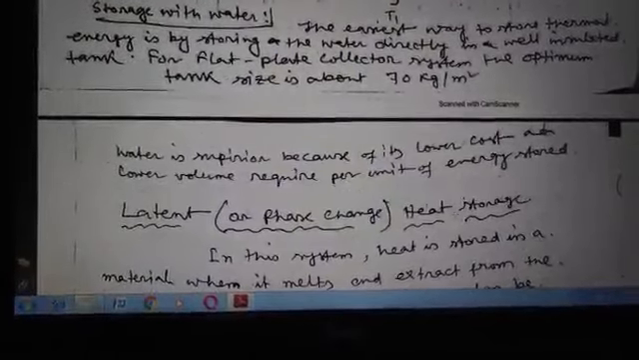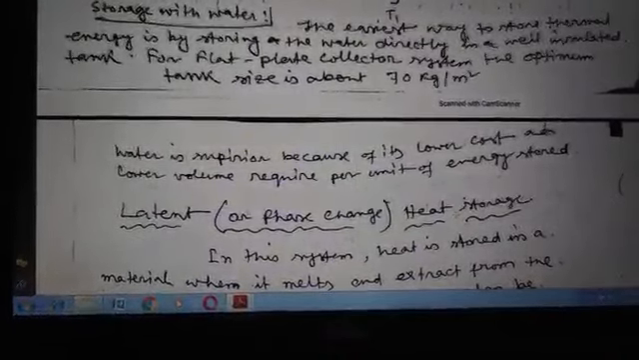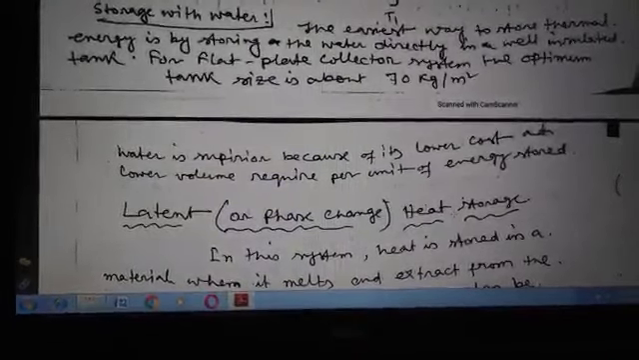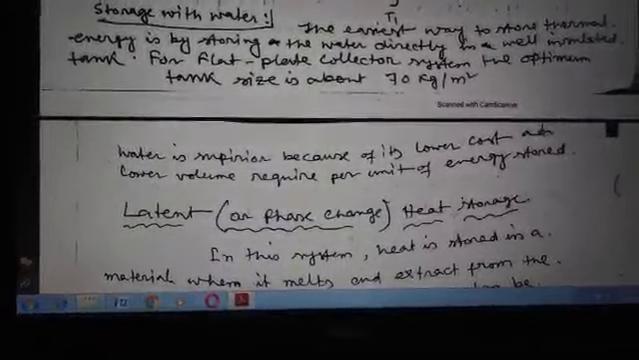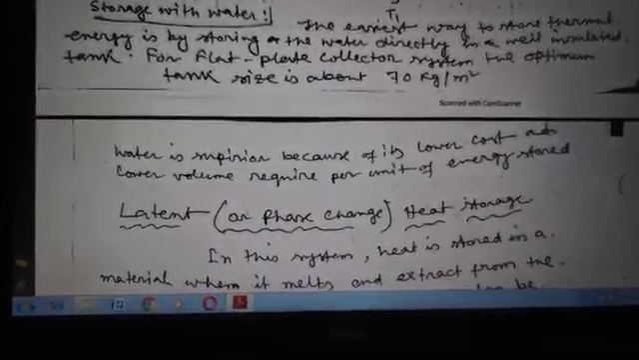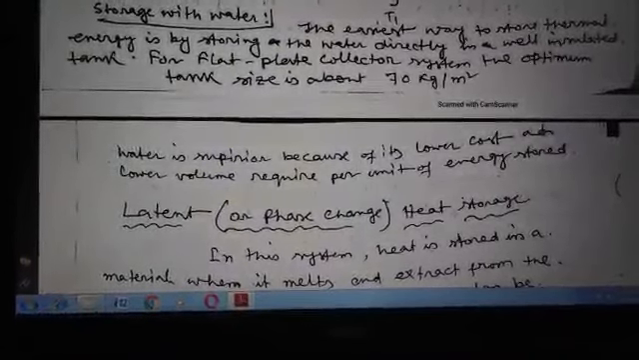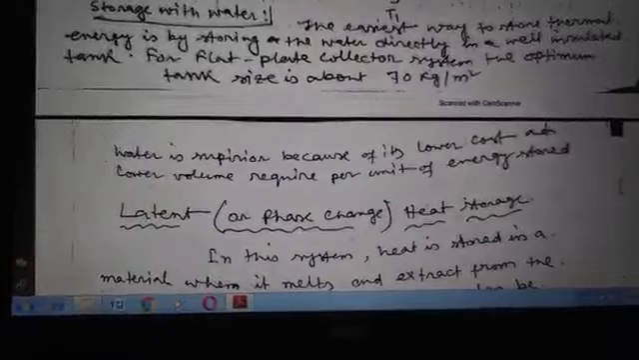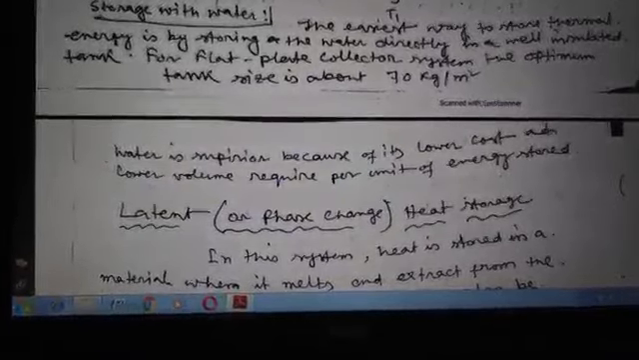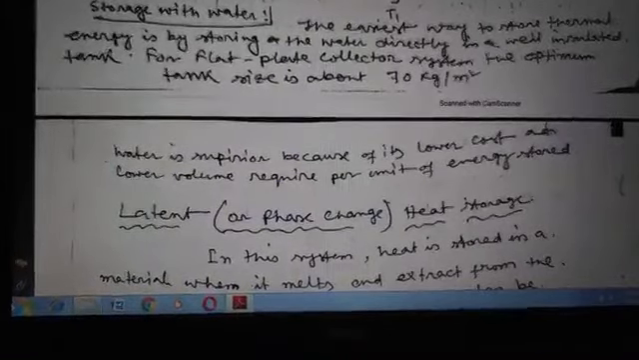Now the storage with water. The earliest and easiest way to store thermal energy is by storing the water directly in a well insulated tank. For flat plate collector system, the optimum tank size is about 70 kg per meter square. Water is superior because of its low cost and low volume required per unit of energy storage.